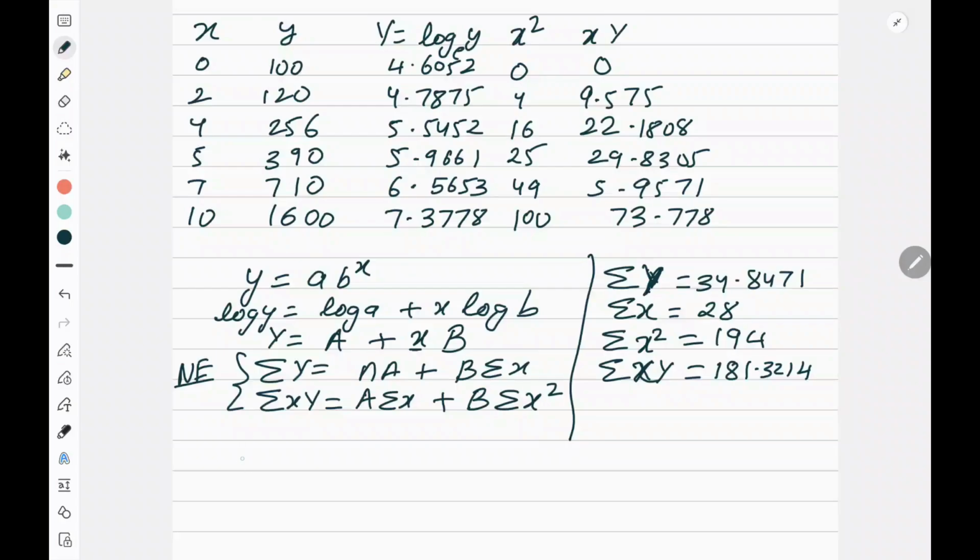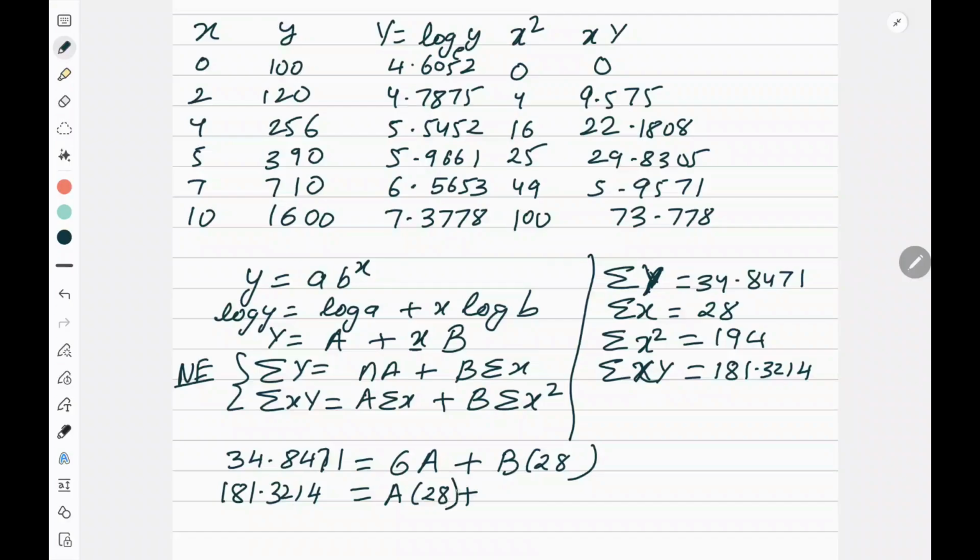So you will get, first let us see this equation, summation y. So 34.8471 is equal to, n is here 1, 2, 3, 4, 5, 6 values. So 6a plus b into 28. Then summation xy is 181.3214 is equal to a 28 plus b 194. Now these two are the simultaneous equations. Use your calculator and get the value of a and b.